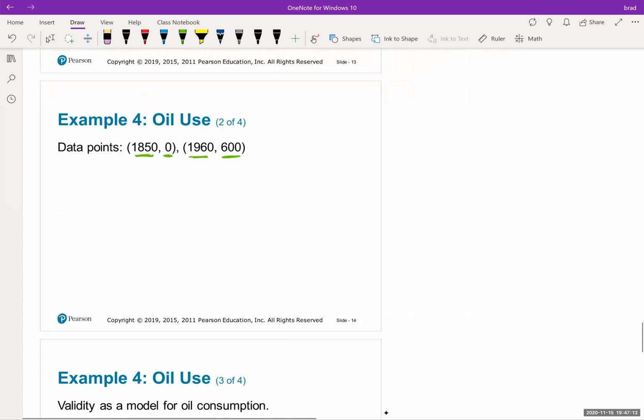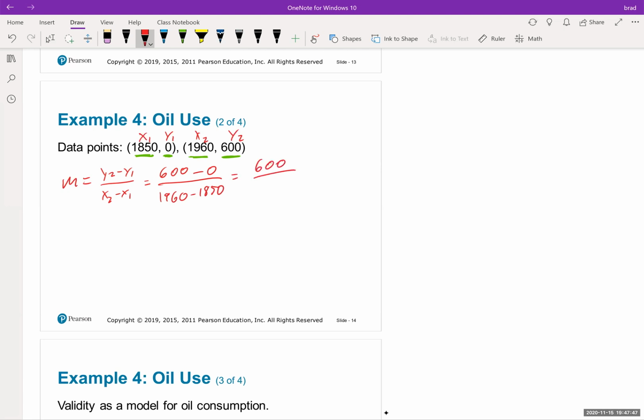So the first thing I'm going to do is label this as my X1 and this is my Y1. The drawing wasn't working out, and I just wanted to get to this part. So this is X2, this is Y2. So if we want to find M, M is Y2 minus Y1 all over X2 minus X1. So in this case, it's 600 minus 0 all over 1960 minus 1850.